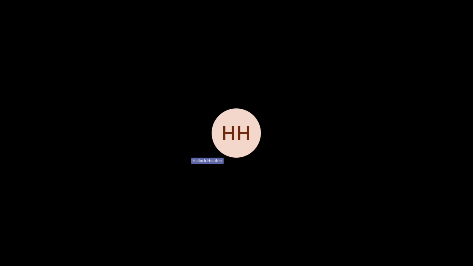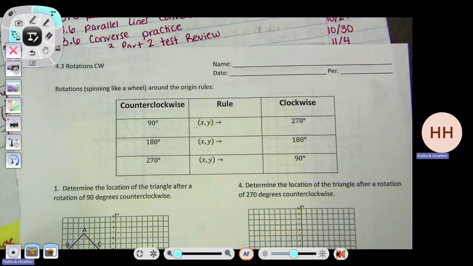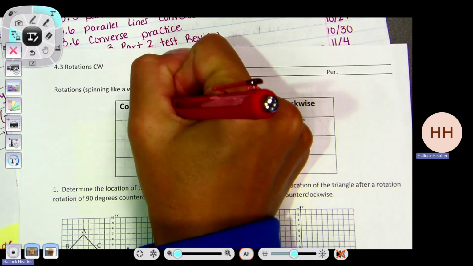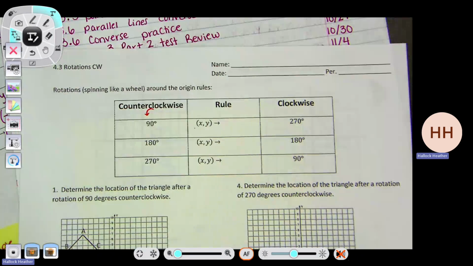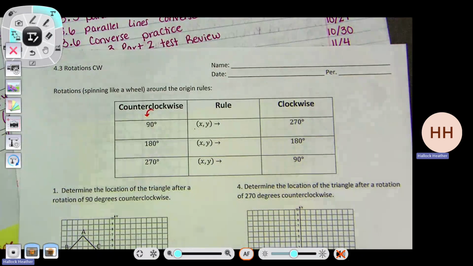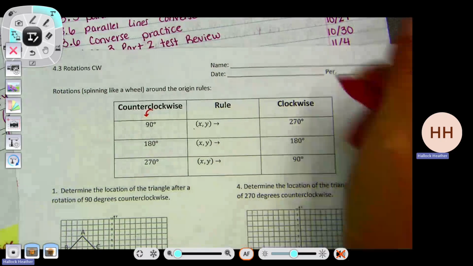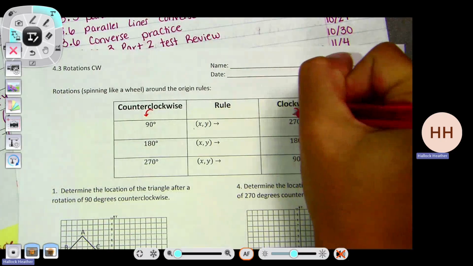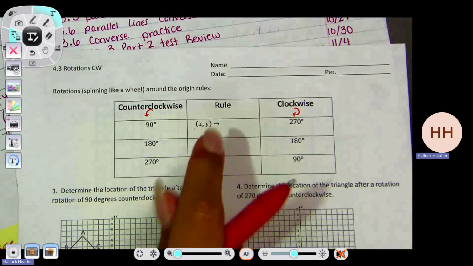It does not go to 1, it goes backwards. So it's going to the left. So counterclockwise, we're going to draw a little arrow. It's going to the left, everything you own in a box to the left, and then back around. Clockwise goes to the right like a clock, and it goes back around. So the rules repeat themselves.